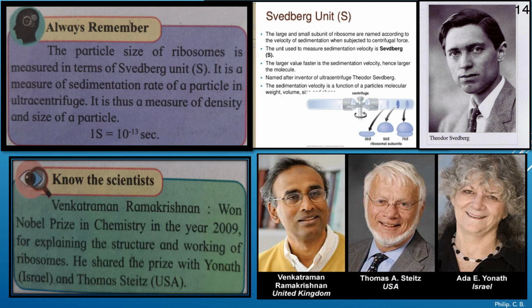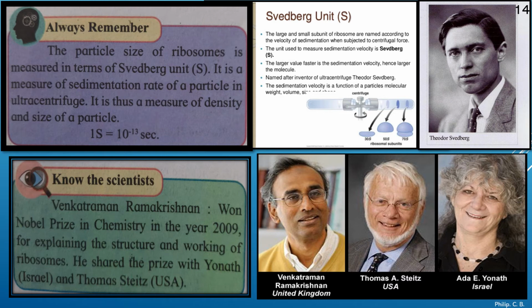The large and small subunits of ribosomes are named according to the velocity of sedimentation when subjected to centrifugal force. The unit to measure sedimentation velocity is Svedberg, that is S. The larger the value of S, the faster the sedimentation velocity, and the larger the molecule. Named after the inventor of the ultracentrifuge, that is Theodor Svedberg. The sedimentation velocity is a function of a particle's weight or volume or size and shape.